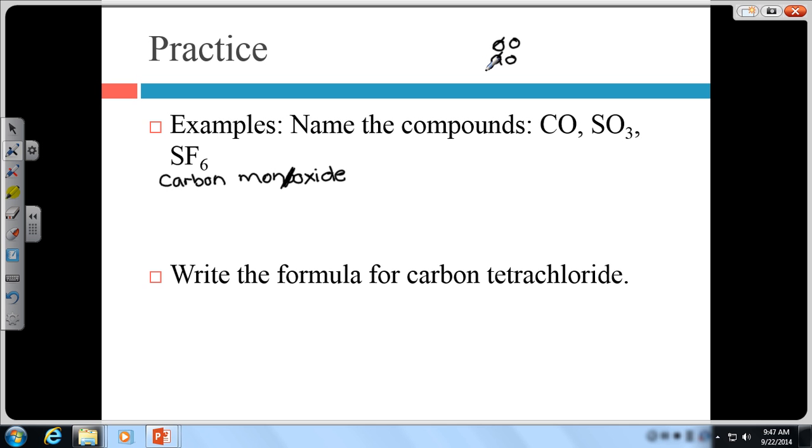We have 1 sulfur, and because it's our first atom, we don't have to write mono. We have 3 oxygens, so what's going to be our prefix? Anybody remember? Yep, it was tri, so it's going to be sulfur trioxide. So we always end in IDE.